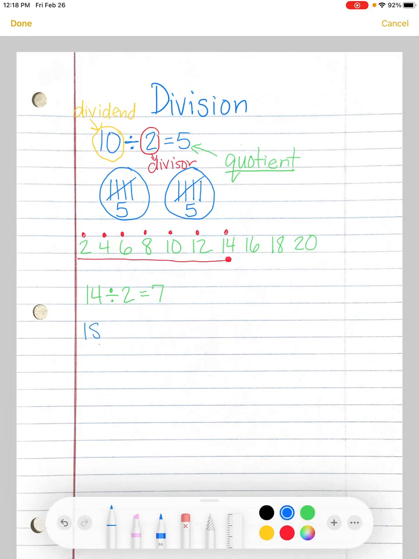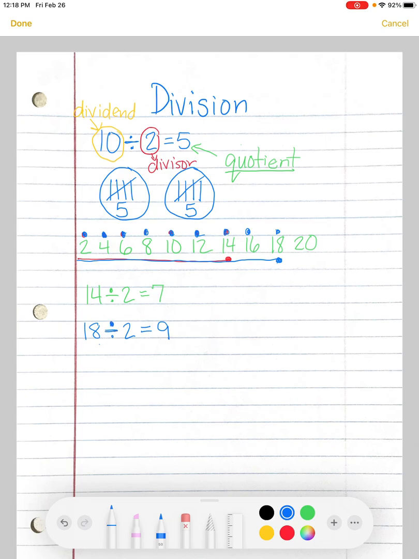Let's do 18 divided by 2. Again, I'm looking for the 18 in my 2's pattern. So as I look across here, I'm going to keep going. There's the 18. Now all I have to do is count over. 1, 2, 3, 4, 5, 6, 7, 8, 9. 18 divided by 2 equals 9. My quotient is 9.